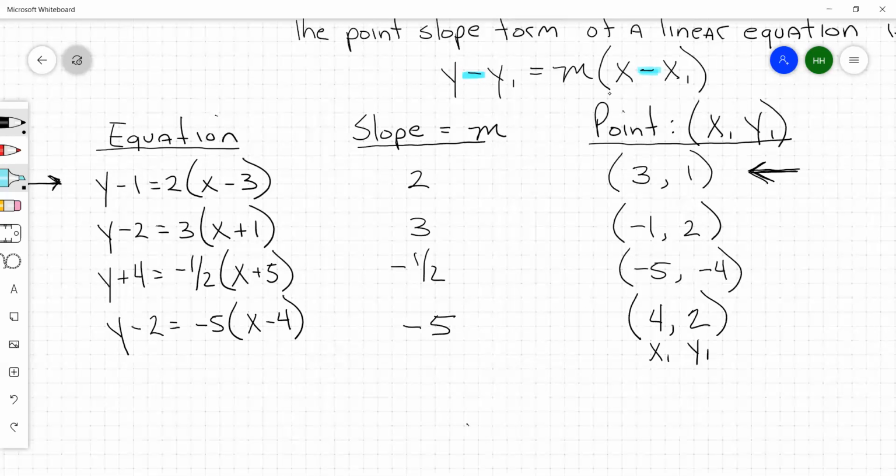Just be careful, because what you want to do when you're writing this equation from this data is the equation starts off with y minus your y sub 1, but then you're reading this data for this point from left to right like you read. So the natural thing to do is to use the x. You just got to be careful. It's y minus your y value equals slope times x minus your x value. All right? And another way of saying it is y and the opposite of your y equals slope times x and the opposite of your x. So let's do another one.